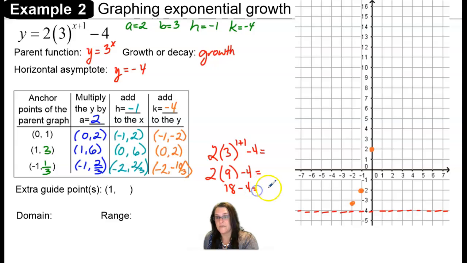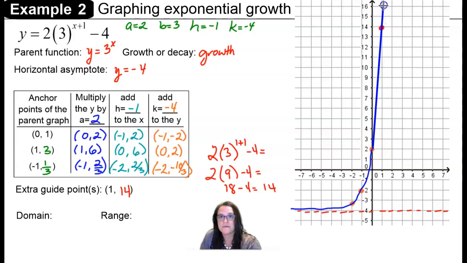And 18 minus 4 is 14. So the point (1, 14) is going to be on this graph. Okay, so then to sketch the function, we're going to start along this horizontal asymptote, turn through these 3 transformed anchor points, and then I'm going to have a heck of a time making a straight line there. So I'm going to just cheat a little bit here and pass through. There we go. And that will be my exponential function.